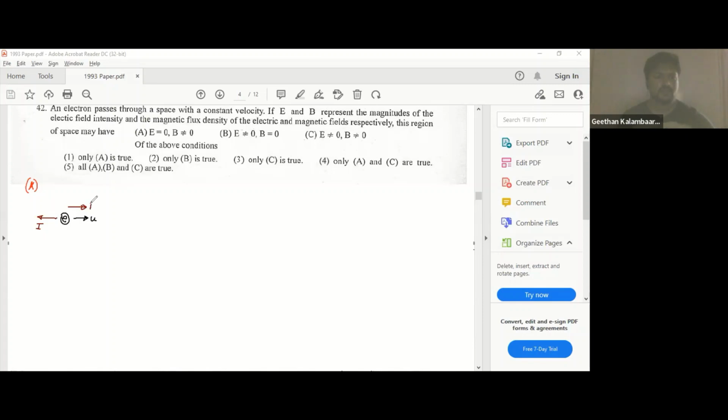what is going to happen? Now it does not have a magnetic force. FB is 0. So this can go undeviated with a constant velocity because there is no FB, no FE. No FB, no FE, so it can go undeviated, with constant speed. We'll take the second one.